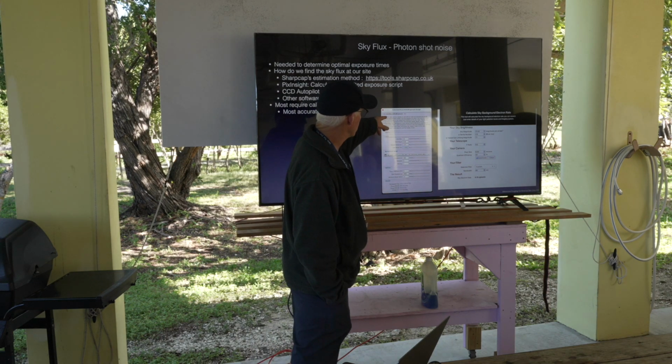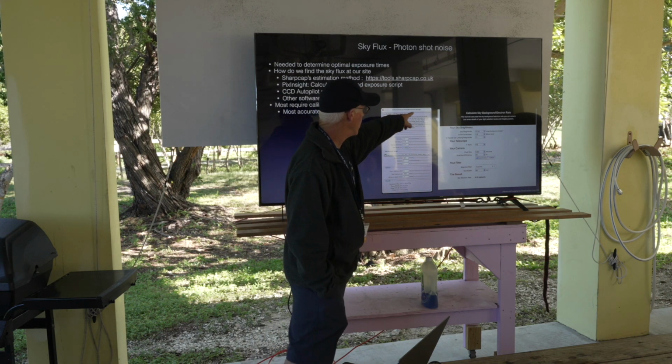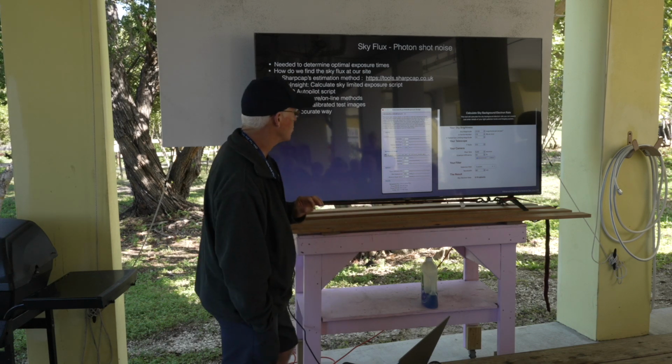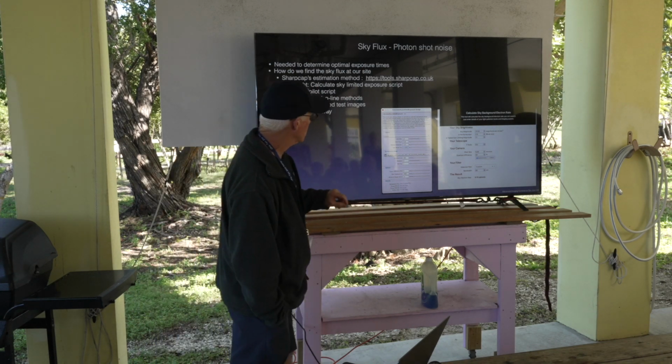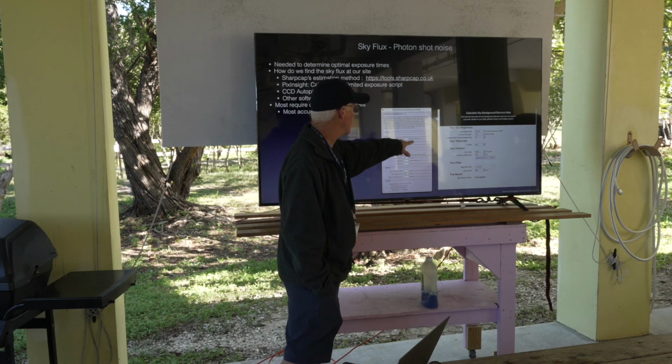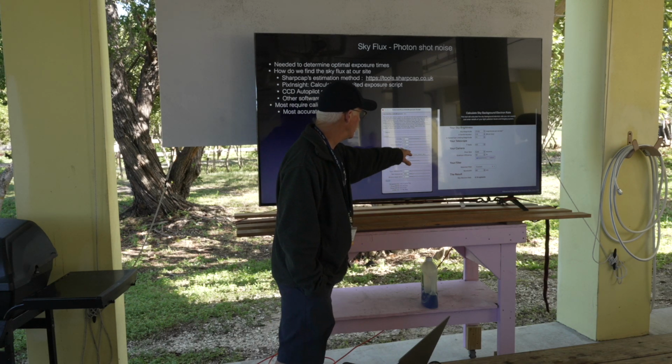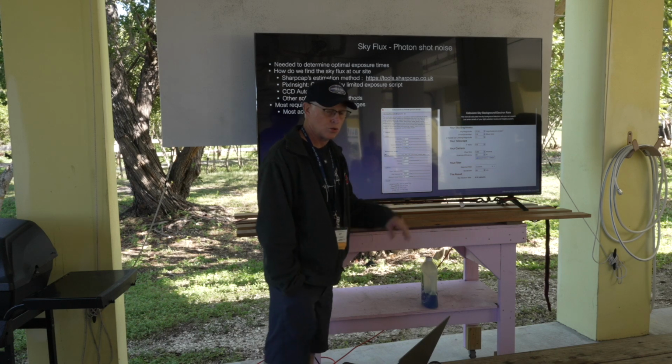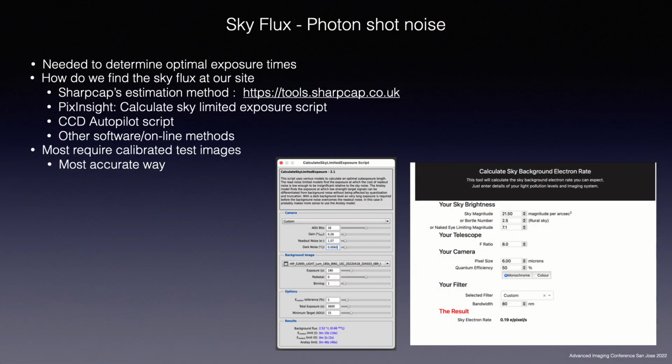But you can also calculate that another way. Here's an example of this little subroutine within PixInsight called the Calculate Sky Limited Exposure Script. You put the same stuff in there. You need to tell it, what's my camera, 16-bit? What's my gain? What's my readout noise of the camera? You take an image and you take a little subframe of that image and it'll calculate this bottom number, which is called background flux, which is that same value of the sky electron rate. And I've compared these two and they give you the same number.